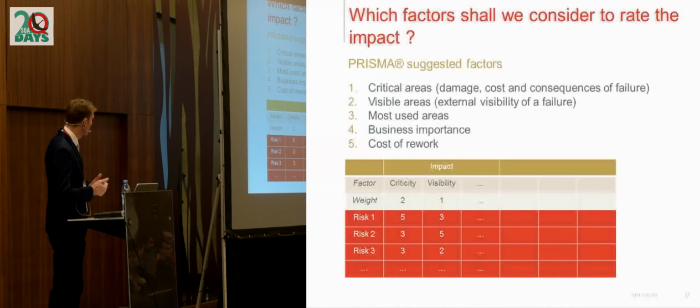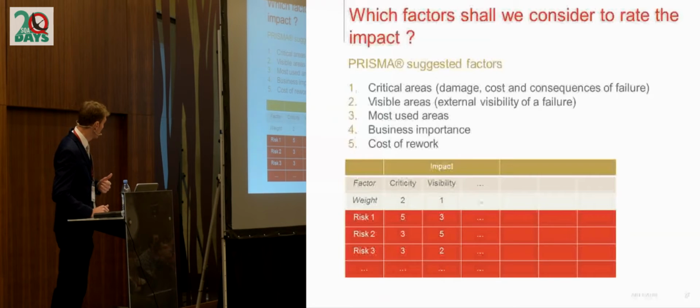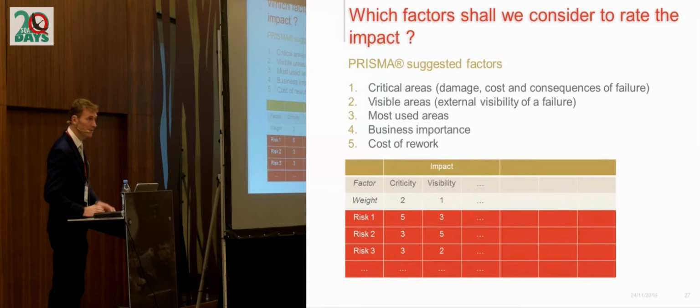What will happen if the risk occurs? Are we going to kill people or to make people lose a lot of money? Is it very critical? The second factor is about the visibility of the corresponding areas. If the risk occurs, is it going to be visible from outside the company or not?